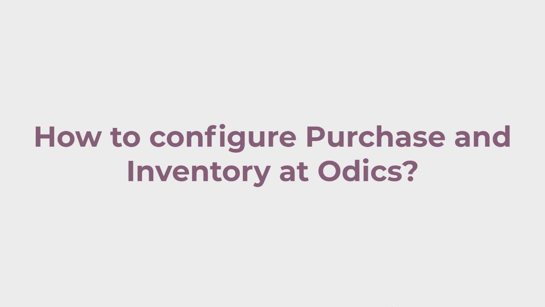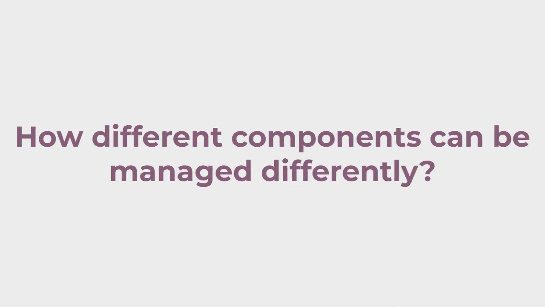So this is the situation at Odics. The objective is really to implement Odoo to ease the purchasing manager's role. So the question is for you, how would you configure Odoo and especially the purchasing and inventory applications at Odics in order to improve the purchasing process or to ease the purchasing process over there? And also, I have highlighted this point several times. How would you make sure that different components can be managed differently in Odoo? So this is your job.